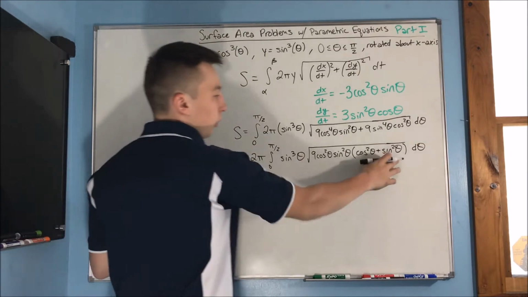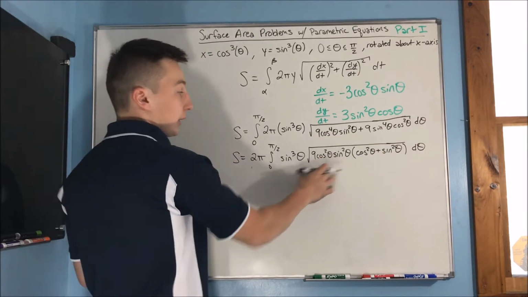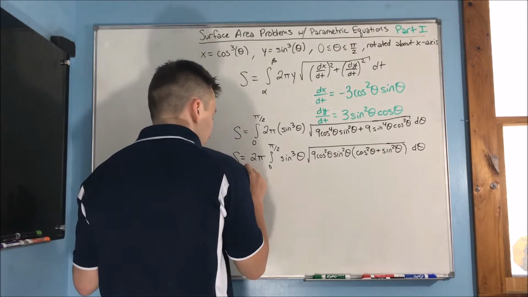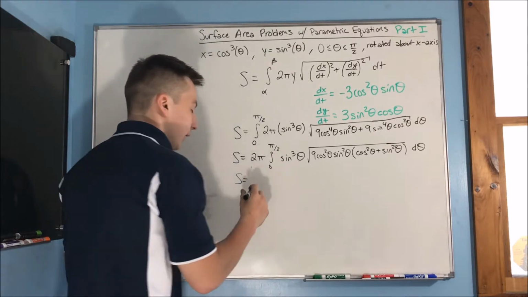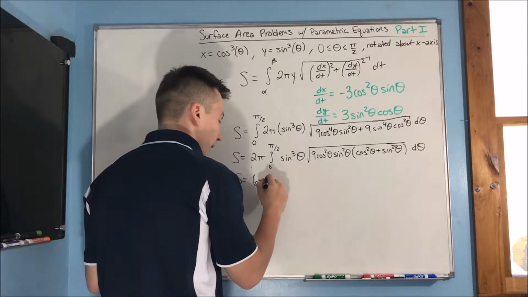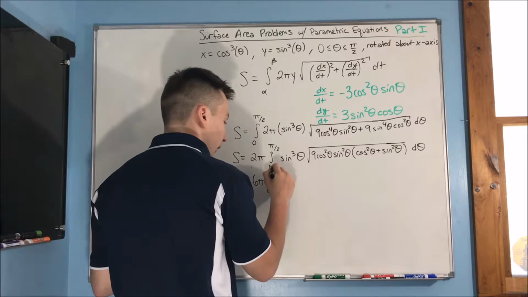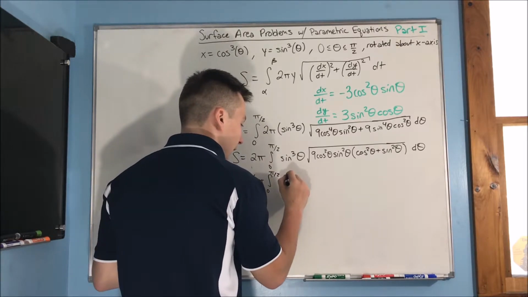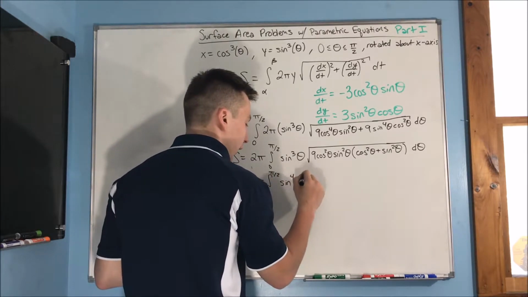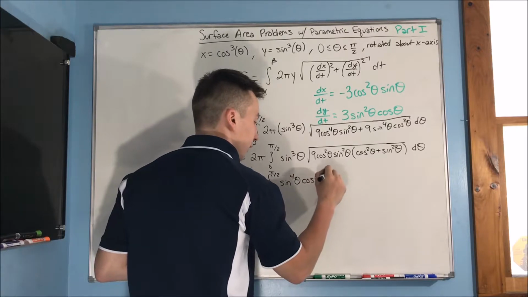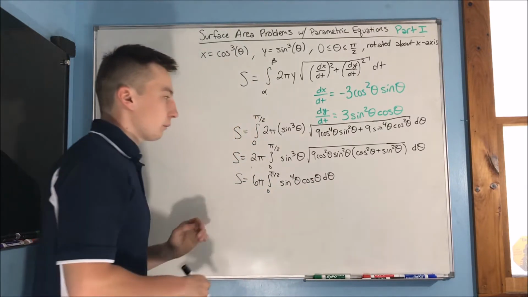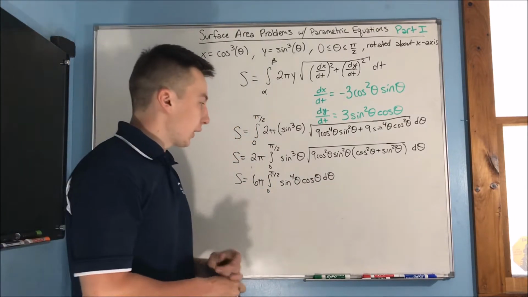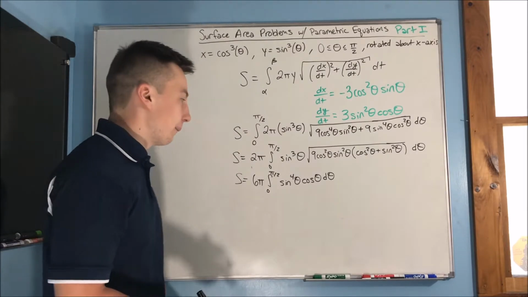Okay, well, this is 1, so this just simplifies down to 3 cosine sine. So we're going to get that the surface area is equal to 6 pi now, the integral from 0 to pi over 2, of sine to the 4th theta cosine theta d theta. Alright, just a lot of simplification all in one step, alright?